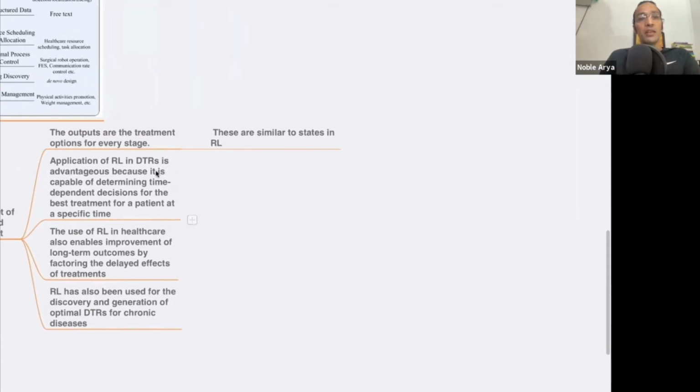So then in DTRS, the input is a set of clinical observations and assessments of the patient. You have a clinical observation, and then the output is the treatment options for every stage. These are similar to the state in RL. Application of RL in DTRS is advantageous because it is capable of determining time-dependent decisions for the best treatment for the patient at a specific time.